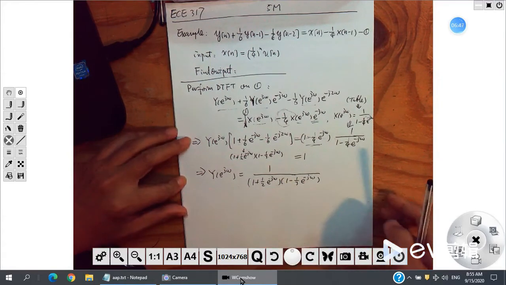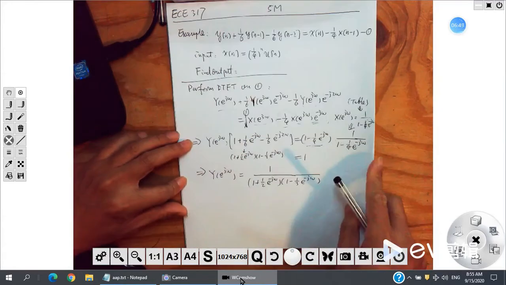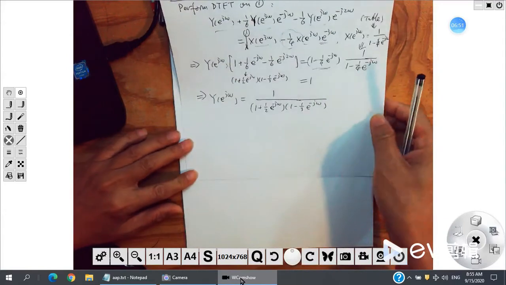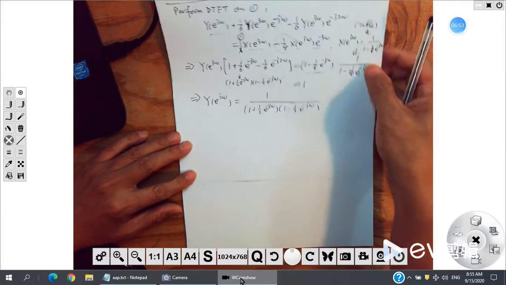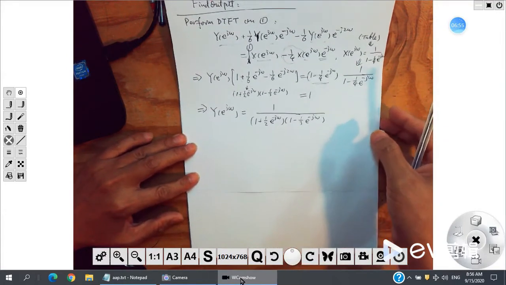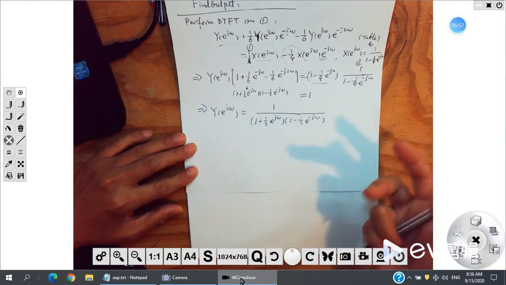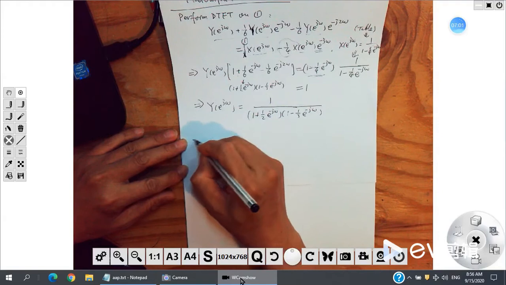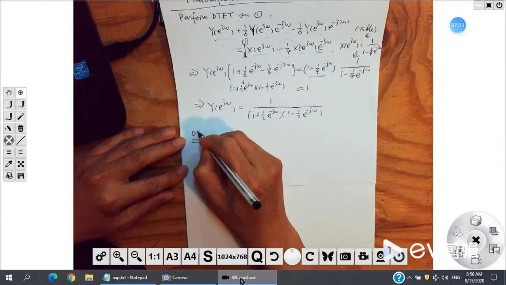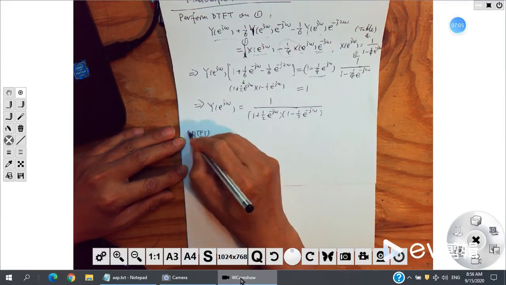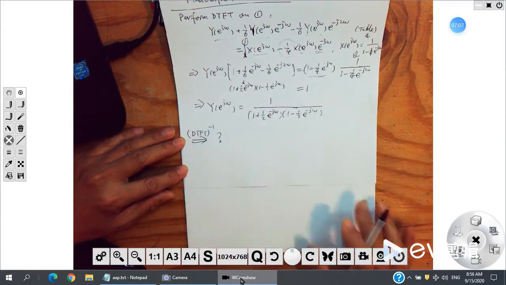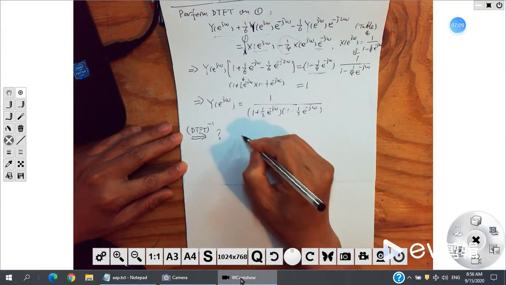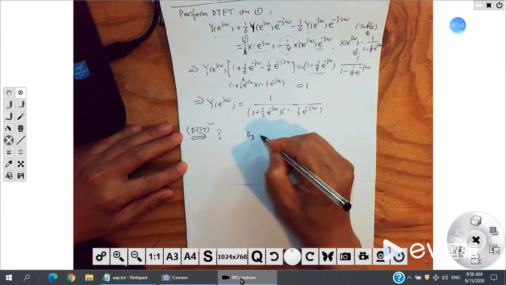Alright, we have the output in the frequency domain. But for the final result, of course, we want the output signal, and a signal should be a function in time. It's in the time domain. So we need to perform the inverse DTFT. We want to know what it is. Okay, now by the partial fraction method.